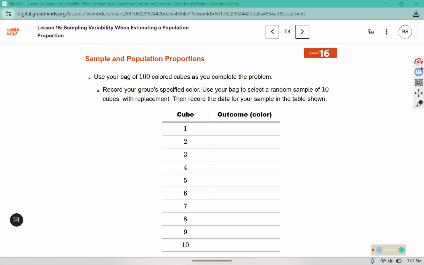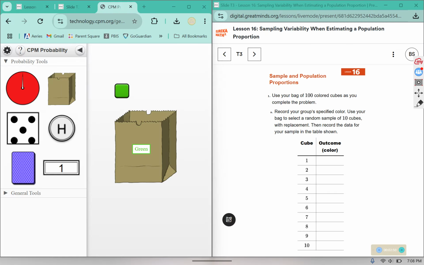We are going to do a sample as well. It says use your bag of 100 colored cubes as you complete the problem. Record your group's specified color. Use your bag to select a random sample of 10 cubes with replacement. Then record the data for your sample in the table shown. I have a bag labeled green. So we are looking for how many are green.